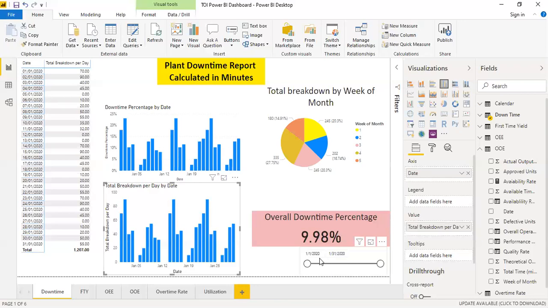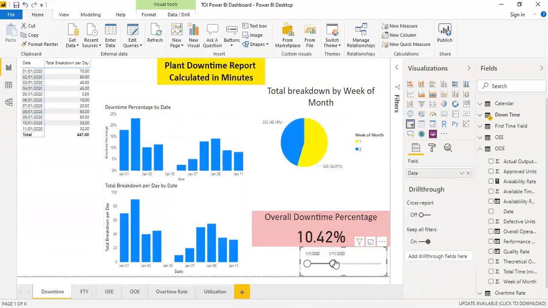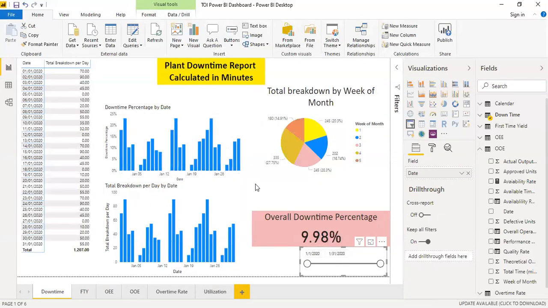We have a range of dates in it. If I move this slicer a bit, the data changes. It takes into account only the range of dates which I have given to Power BI. So it is showing the data from 1st Jan to 11th of Jan. This is the best benefit of using Power BI. You can just drag it further, and it will change the data and show you the exact data.